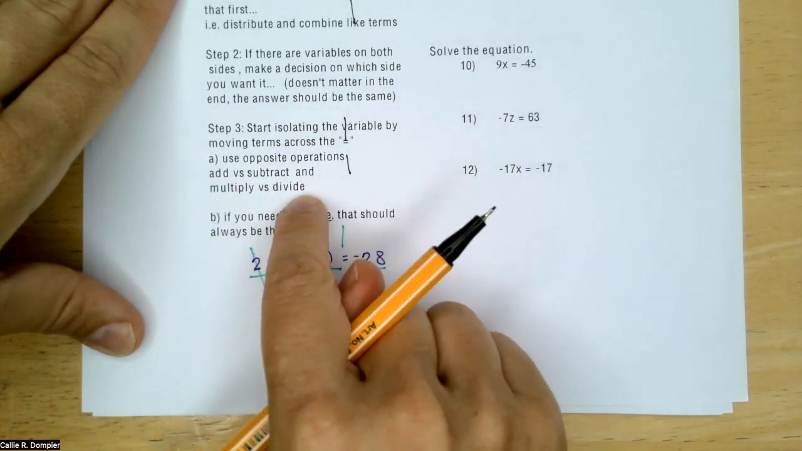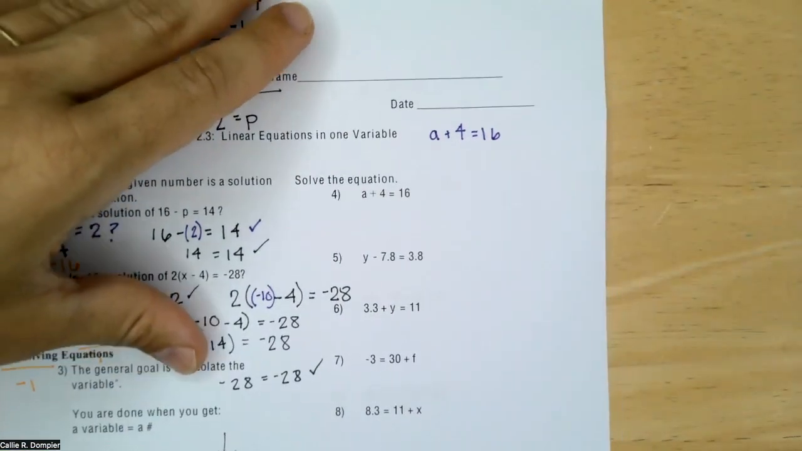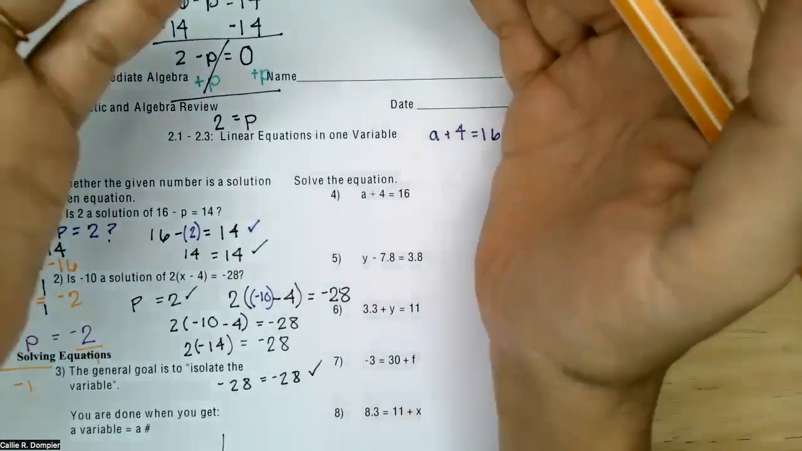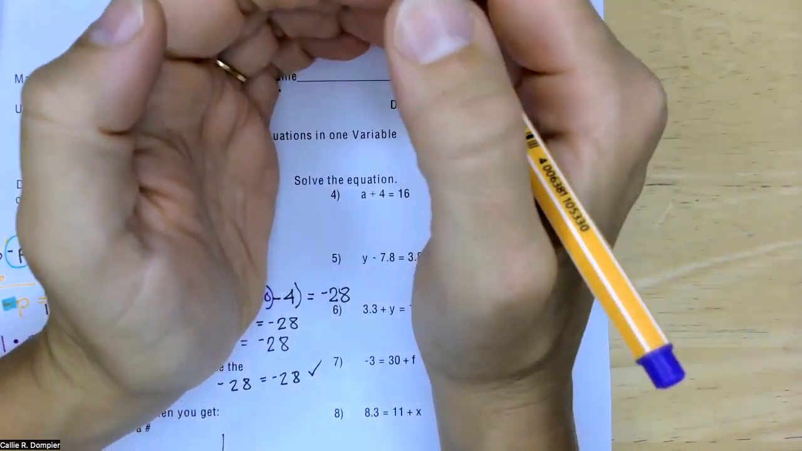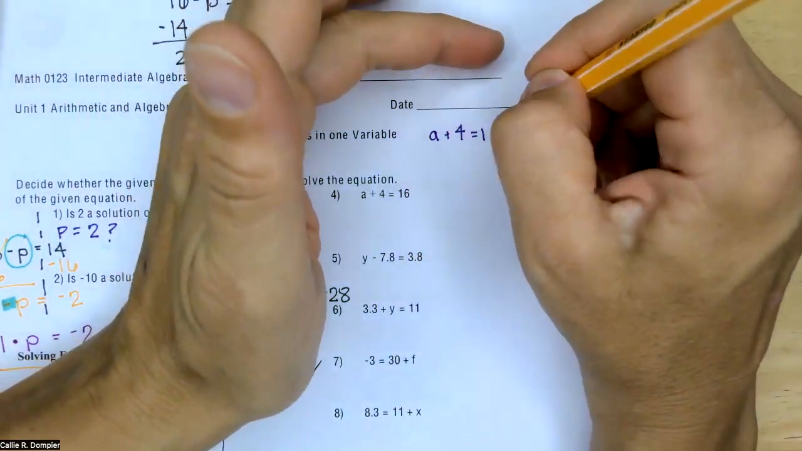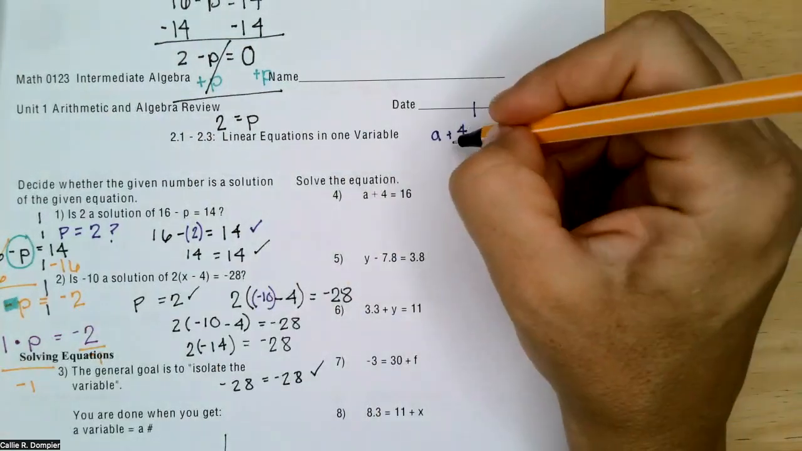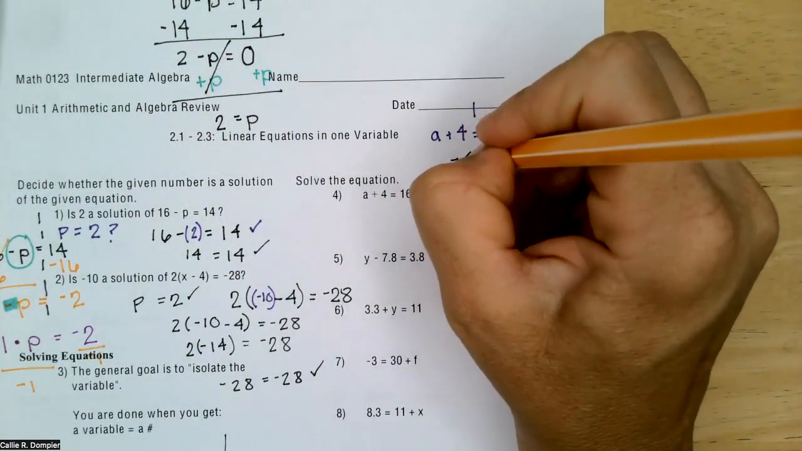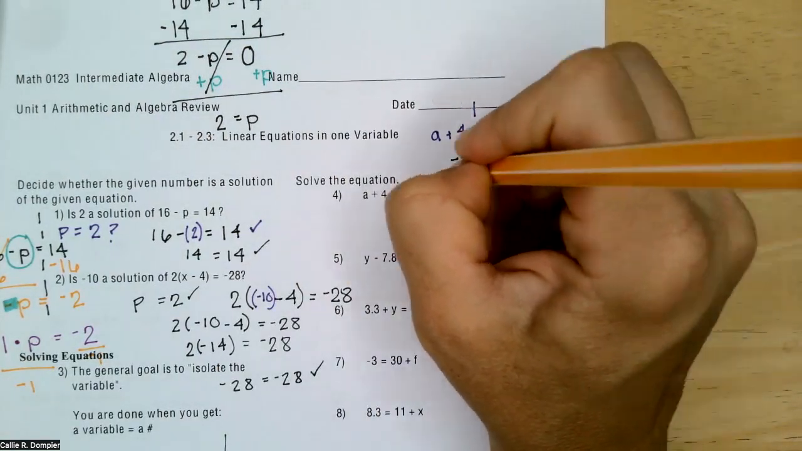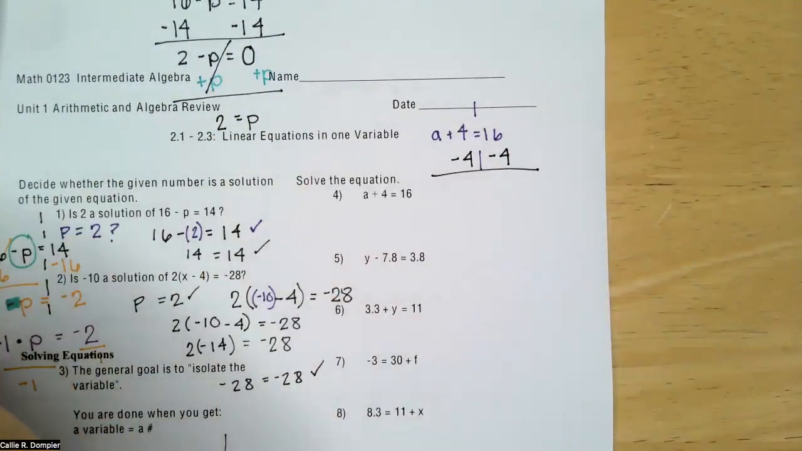Opposite operations to move things, okay? So if you're staying on one side of the variable and just combining like terms, it's not the opposite, okay? But to move it across the equal sign, you're going to start doing the opposite. So 4 is being added to A, you're going to subtract 4. Anything you do to one side of the equal sign, you must do to the other side of the equal sign.